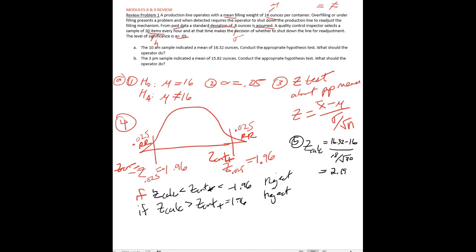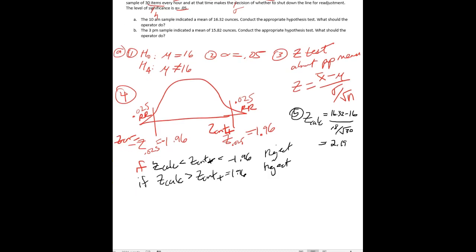And then we could see that 2.19, so we would say reject because z-calc is greater than z-crit positive, which is 2.19 is greater than 1.96. And then I'm actually not going to write this out just because it would take me forever, but I'll read it. So because we reject, right, the production line was not filled at the 16 level and should be shut down.